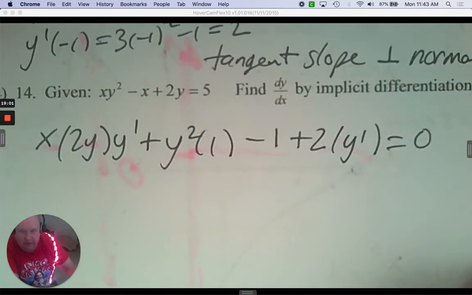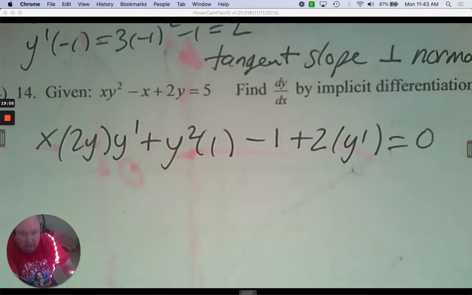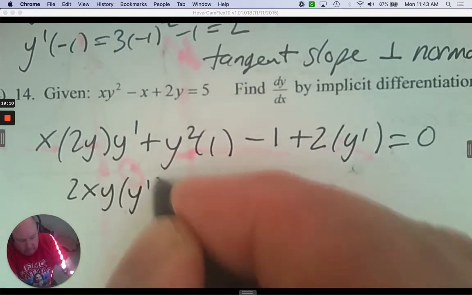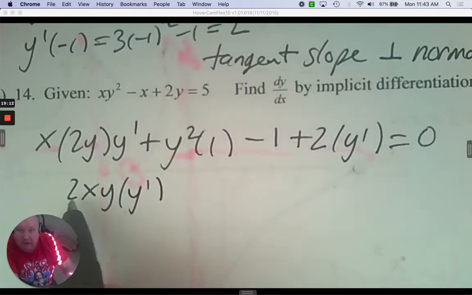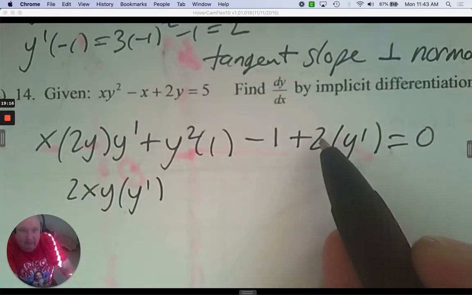That's the hardest step right there. Remember the product rule. Remember the hook on of y prime as you go across. So x times 2y is 2xy, y prime. And we have a 2y prime.